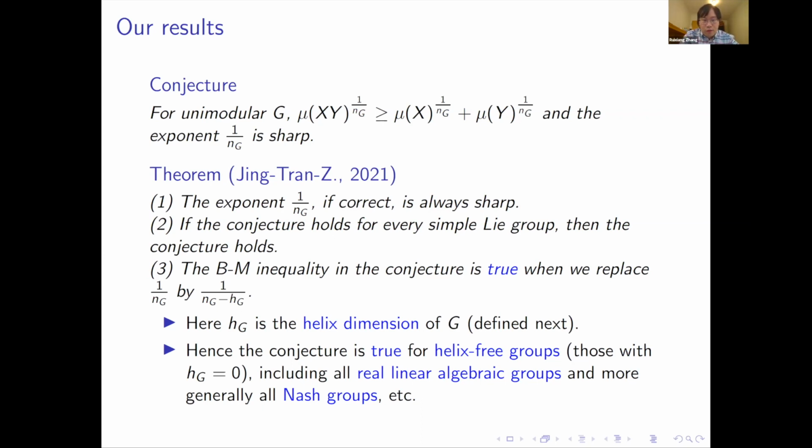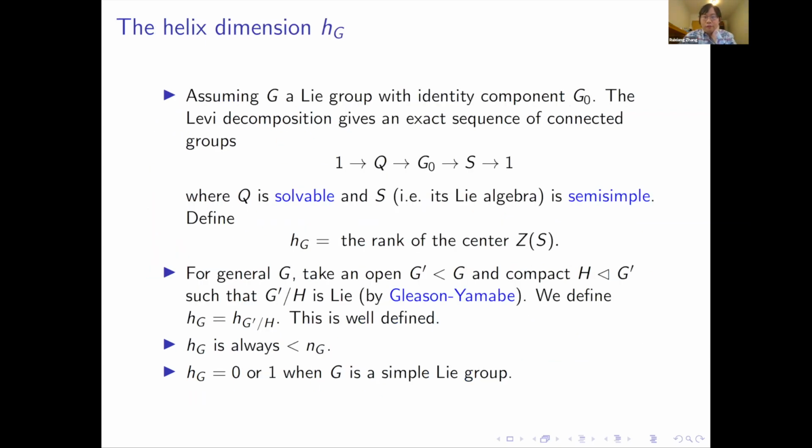So for now, I'm going to tell you what H of G is. So here is the rigorous definition of H of G for one slide. Okay, so if you have a Lie group, let's take its identity component. You have the Levi decomposition, which decomposes it into the semi-direct product of a solvable group and a semi-simple group. A group is solvable in the usual sense, but a Lie group is semi-simple if its Lie algebra is semi-simple, just for the notation. And the helix dimension is defined as the rank of the center of the semi-simple part. There's a theorem saying that a semi-simple Lie group always has a center that is a discrete, finitely generated abelian group.